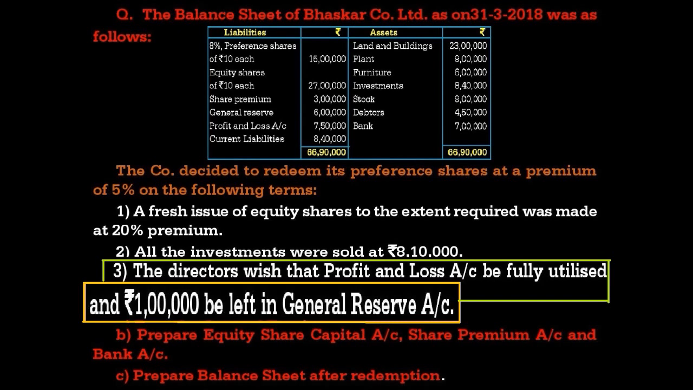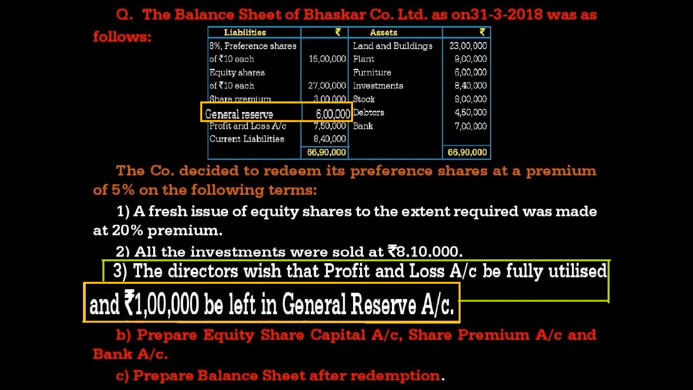So in the general reserve account, 1 lakh we have to keep. Remaining amount we can utilize for CRR. So let us go to general reserve of balance sheet. Liability side, general reserve, it is 6 lakhs. Out of 6 lakhs, 1 lakh should be left. Means 1 lakh we have to remain in general reserve account when we continue in future years.